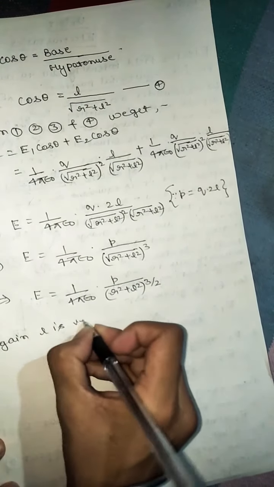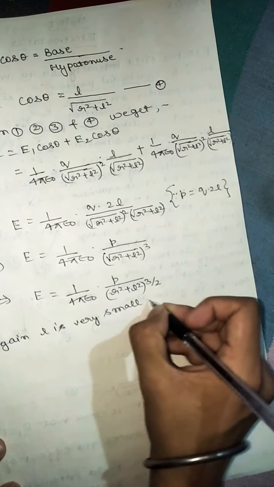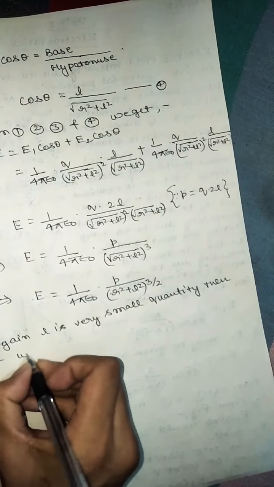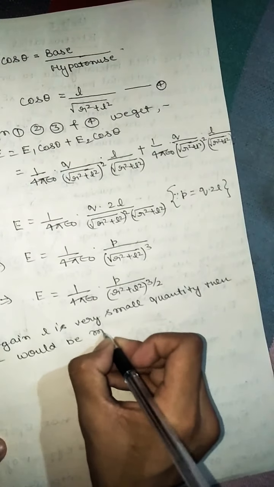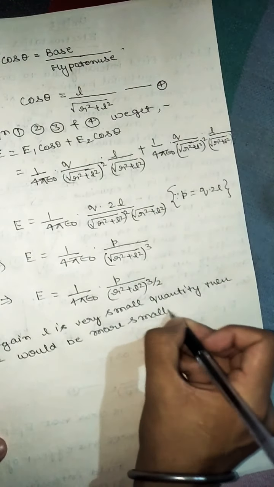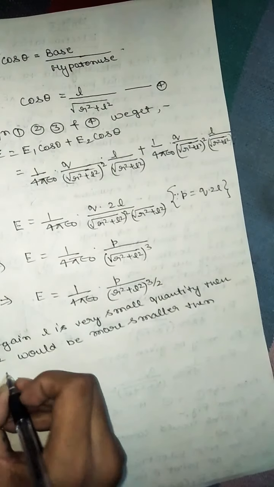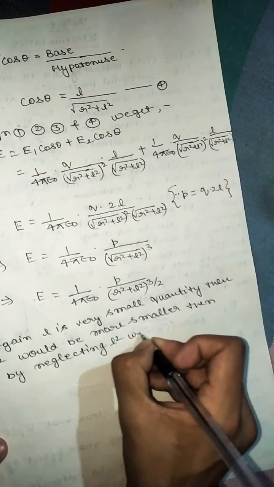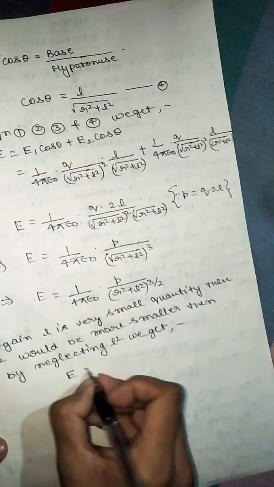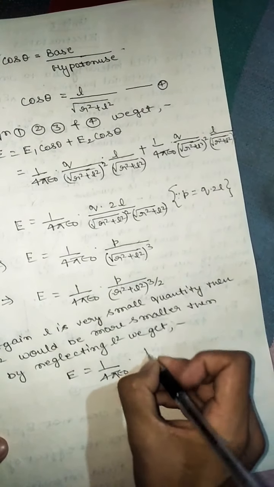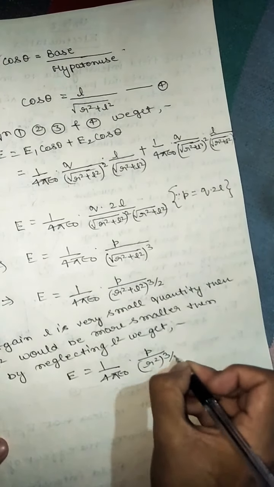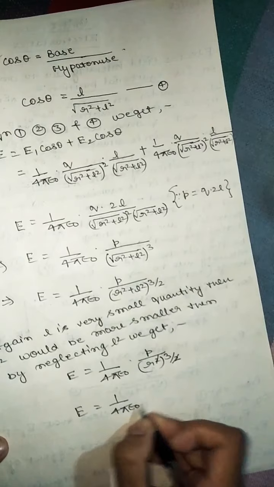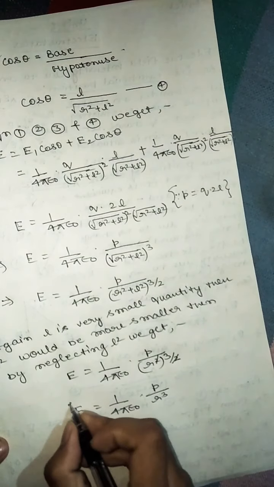Here again, l is a very small quantity. Then l square would be even smaller. Then by neglecting l square, we get E is equal to 1 upon 4 pi epsilon naught p upon r square power 3 by 2. Here 2 and 2 cancel out, then E is equal to 1 upon 4 pi epsilon naught p upon r cube. This one is your result.